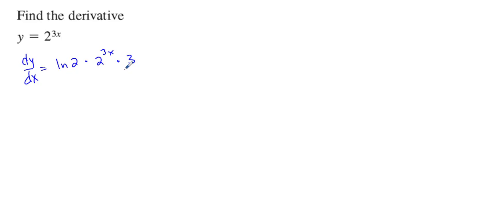Okay, now reorganizing and simplifying this is going to be important. Okay, the 3 can go all the way in front. 3 natural log of 2, 2 to the 3x. And then remember, when we have a constant multiplier in front of a natural log function, we can make that the power. Natural log of 2 cubed times 2 to the 3x. And then what? 2 cubed is 8.